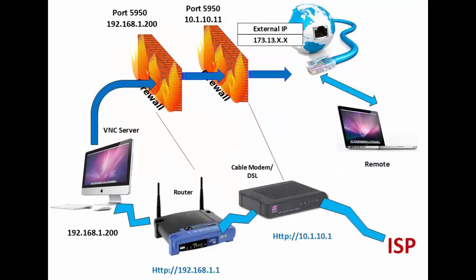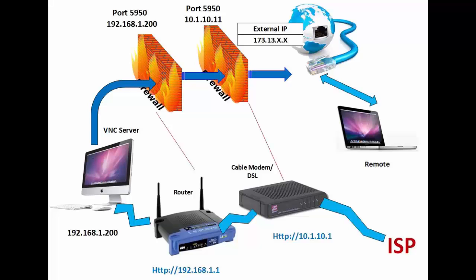So in this diagram, we have a setup right here. We have two firewalls here. Using a dynamic IP requires quite a bit of setting up. So we have a Linksys router as an internal router connected to an iMac, which is the server that's going to be running VNC server using IP address 192.168.1.200. The port that we're going to be using is like 5950, if you want to define the port.